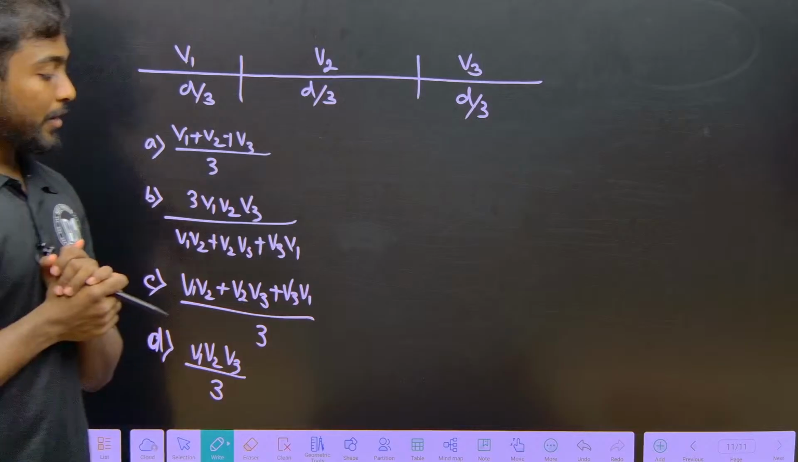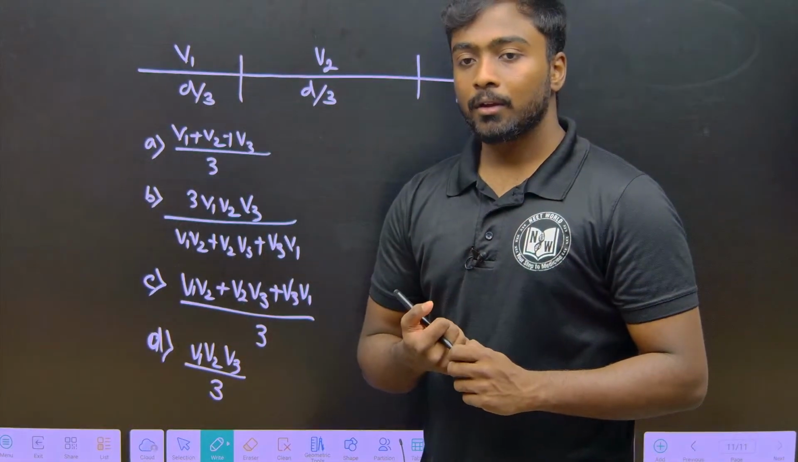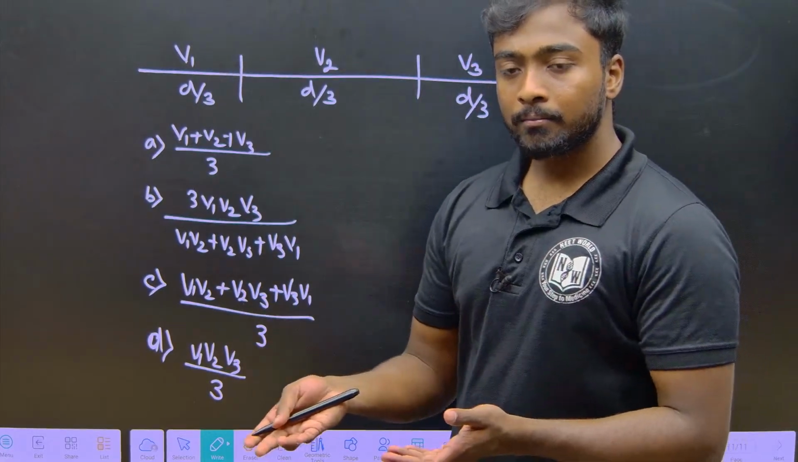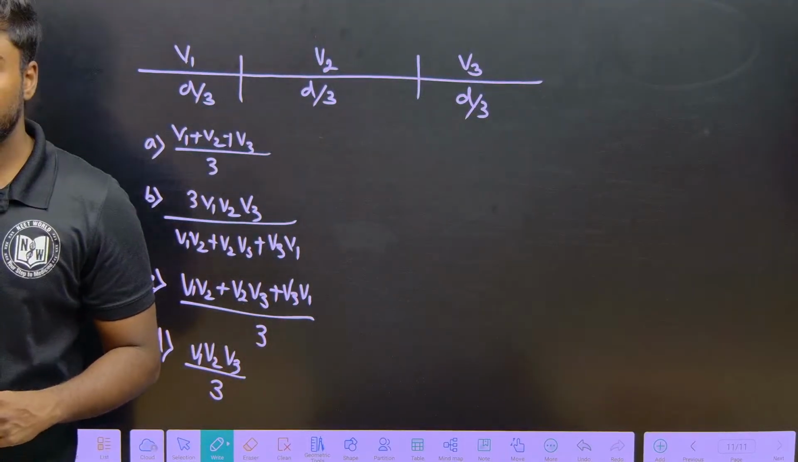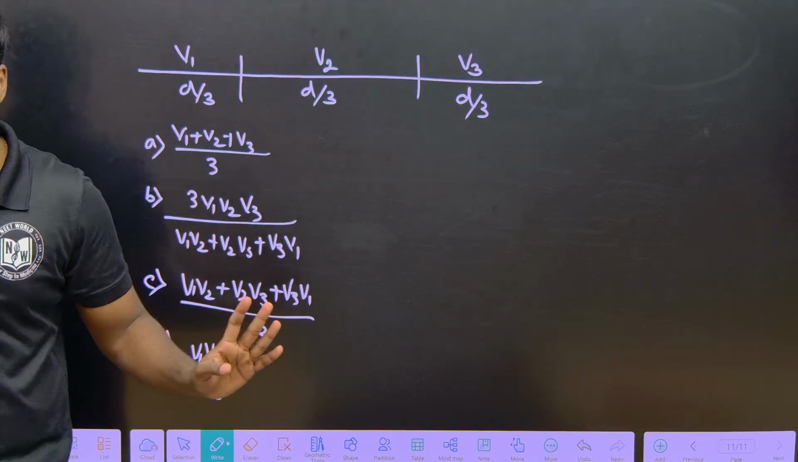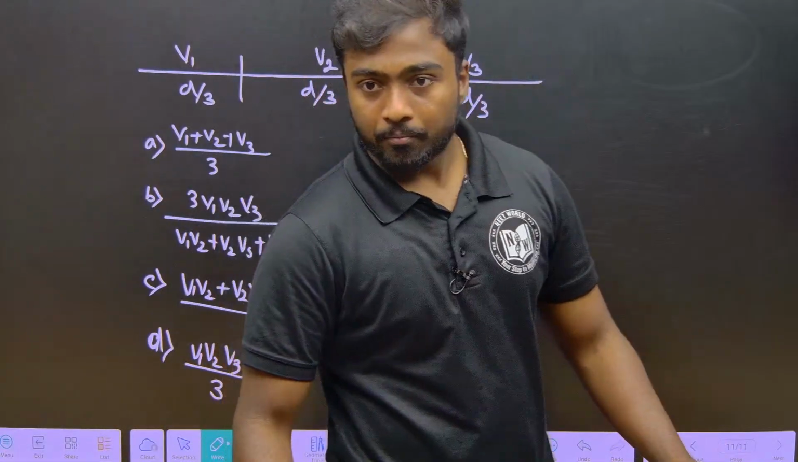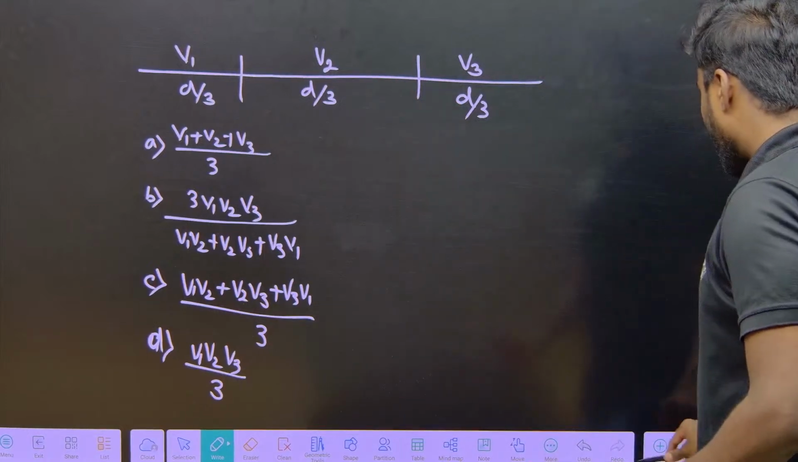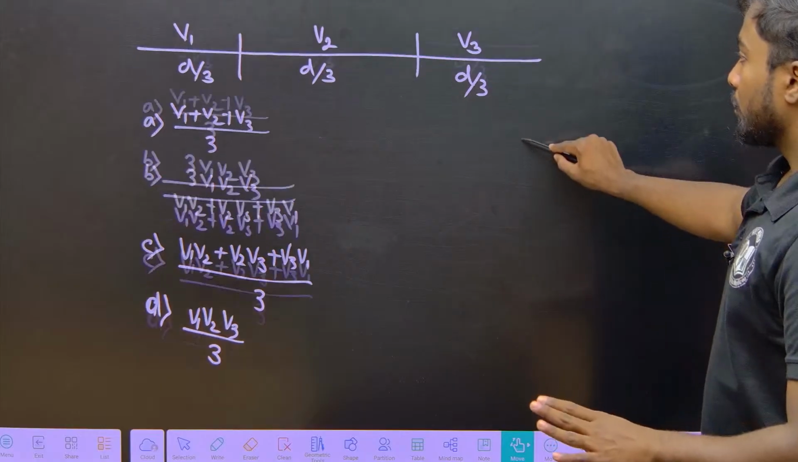Now I need to find the average velocity. Average velocity means total displacement by total time, right? The displacement has been given here. This one understood? The question you have understood? So let me talk here.